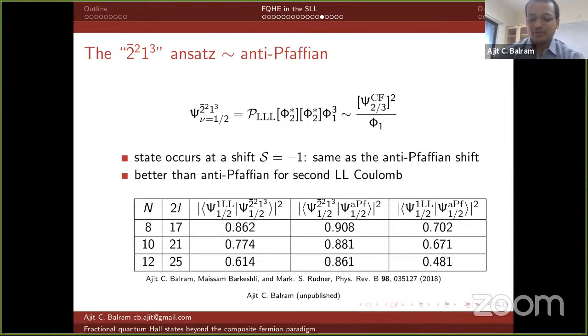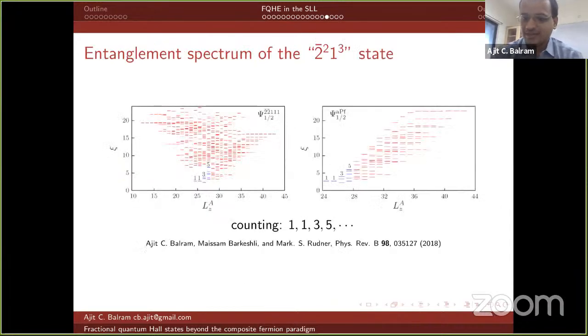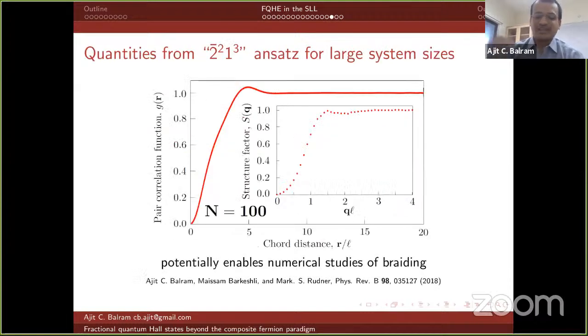Actually, here we can do something more. We can actually calculate what is called the entanglement spectrum. So Li and Haldane conjectured that if you have 2 states that lie in the same universality class, the counting of the low-lying excitations in the entanglement spectrum for them is identical. And we can again go ahead and do this for the anti-Pfaffian and this 2 bar square 1 cube state. And you see exactly the same counting, this 1, 1, 3, 5 counting, which is a typical characteristic of the edge excitations of these states. Okay, so here's a proof of principle of evaluation of these states for very large system sizes.